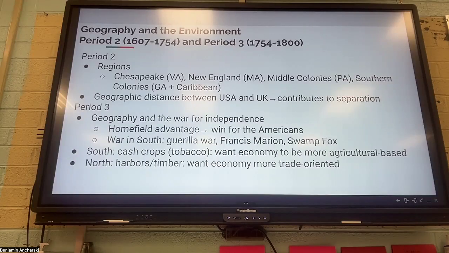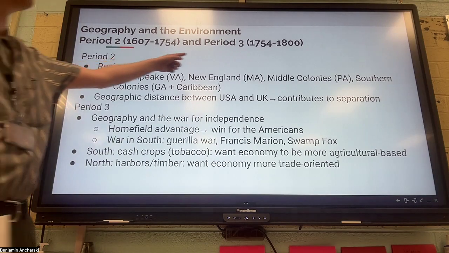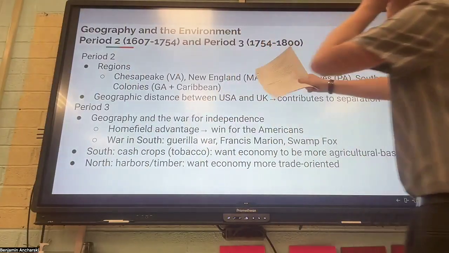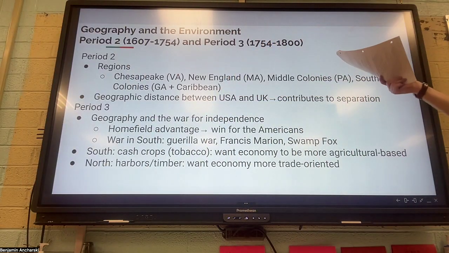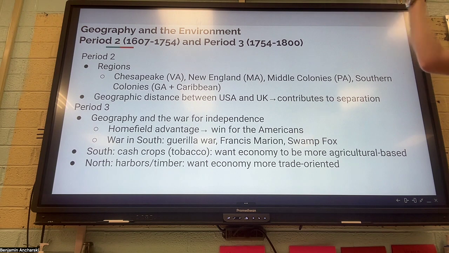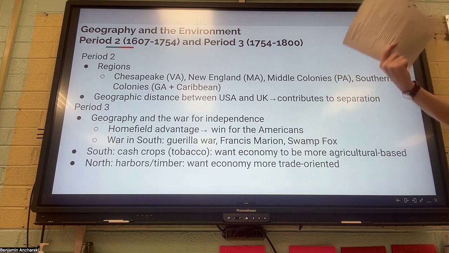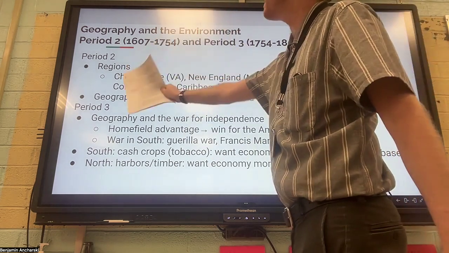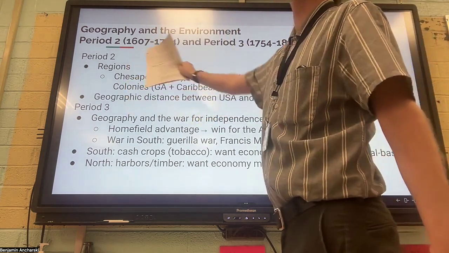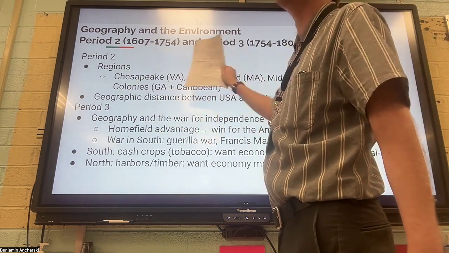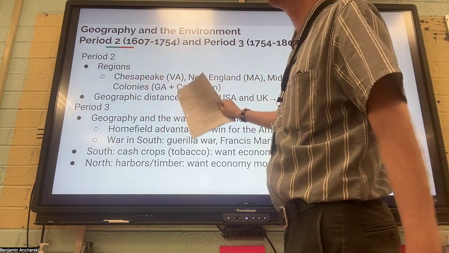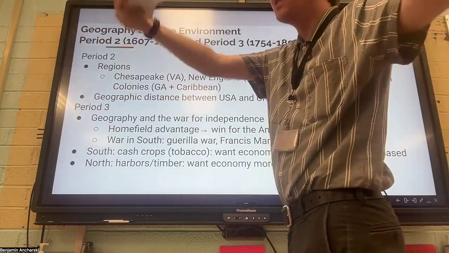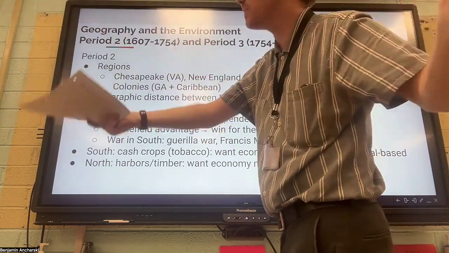Sometimes you might get an SAQ or an LEQ asking you to compare these different regions. And these different regions have different economies. They have different societies as well, different political systems. In the South, in the Chesapeake and in the Southern colonies, what is the major economy production there? It is, say it all together, cash crops, exactly.